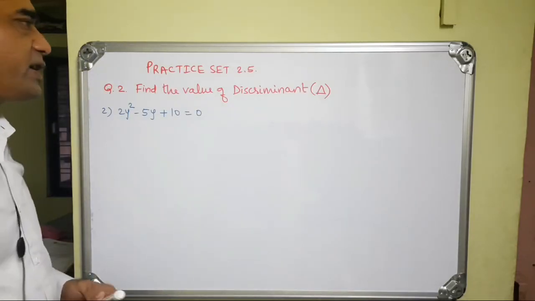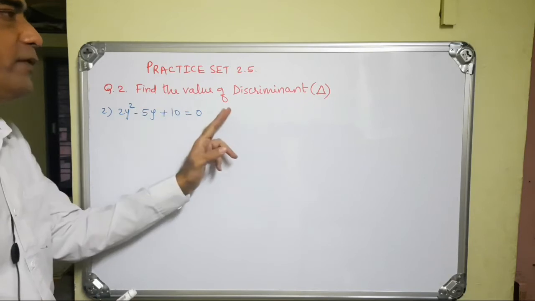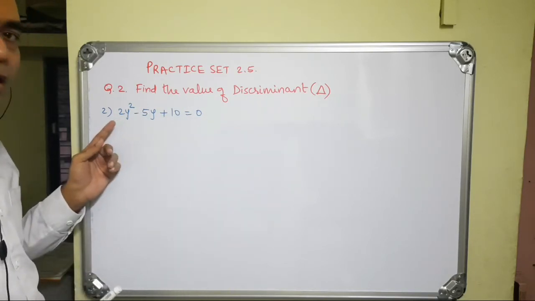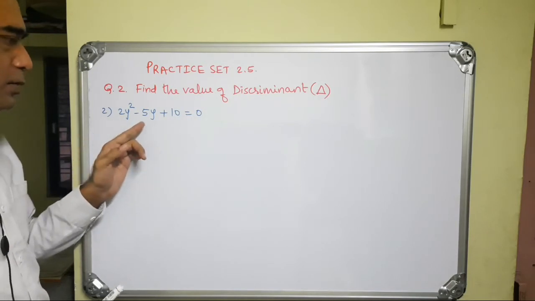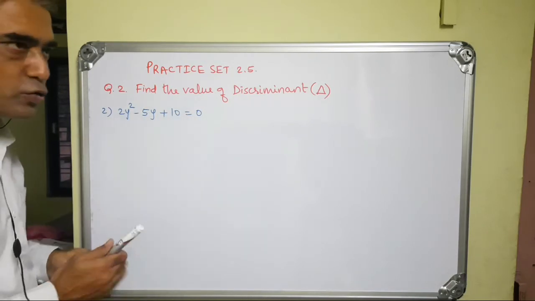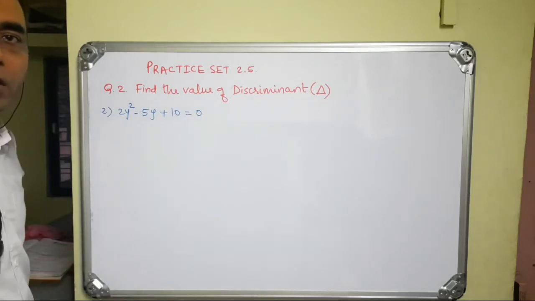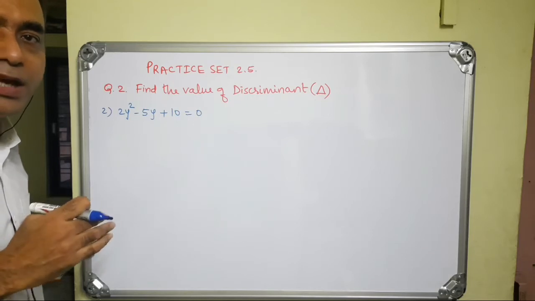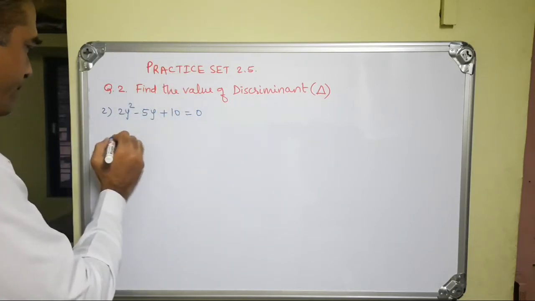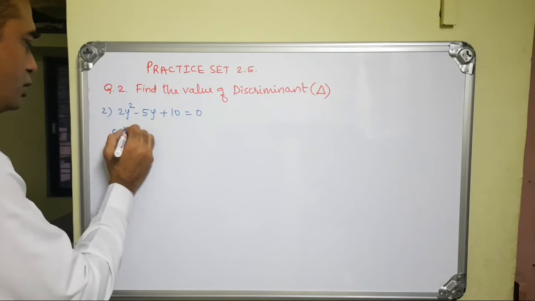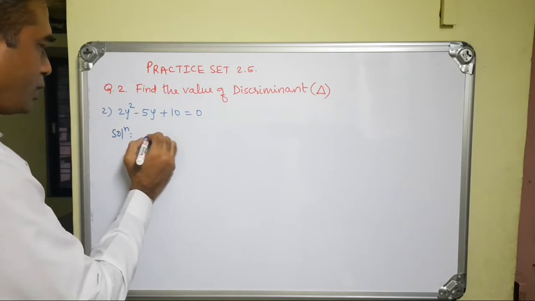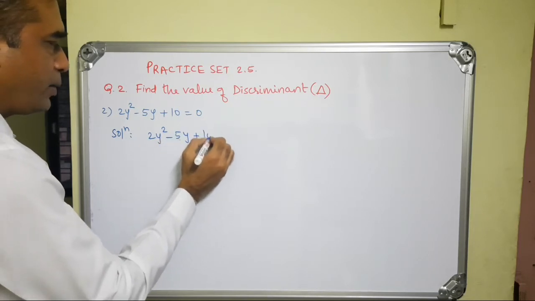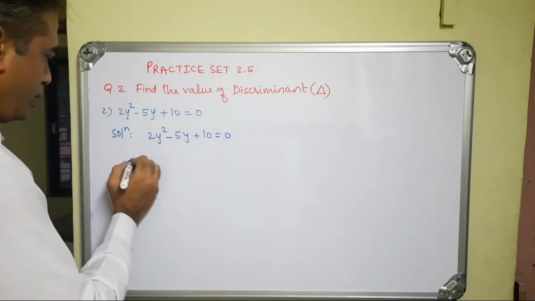Now let's start practice set 2.5. Find the value of the discriminant, that is delta. The second sub-question is 2y square minus 5y plus 10 equals 0. Now we have to find the value of b square minus 4ac. Therefore, first we will write the values of a, b and c. So the solution: the given equation is 2y square minus 5y plus 10 equals 0.